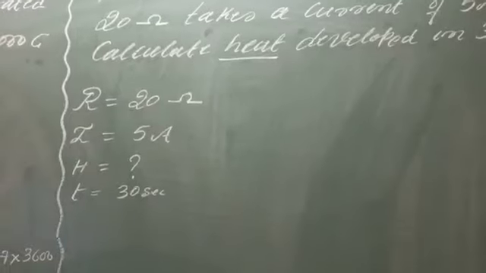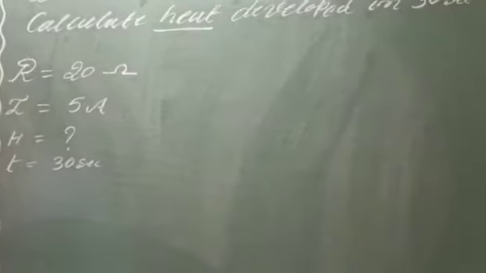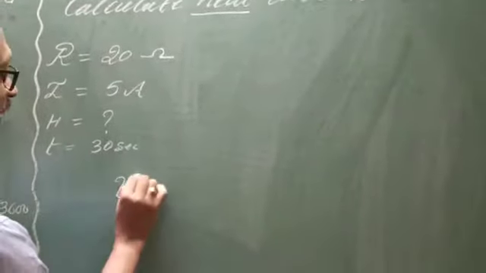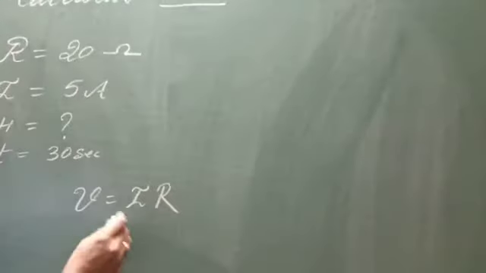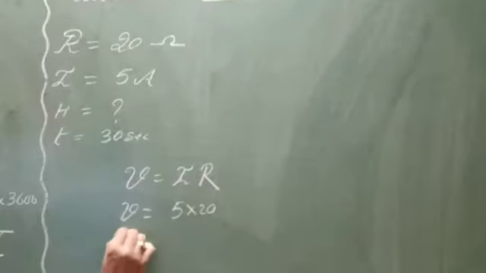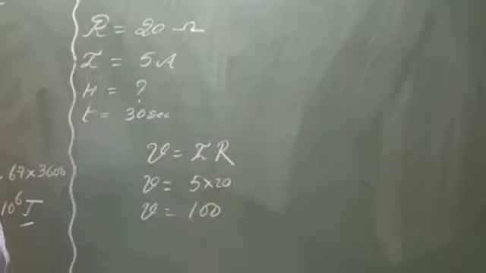It is a very simple formula we can use here. First we require to find out V. V is not given. So therefore V is equal to I into R. V is equal to 5 into 20, that is 100 volts.